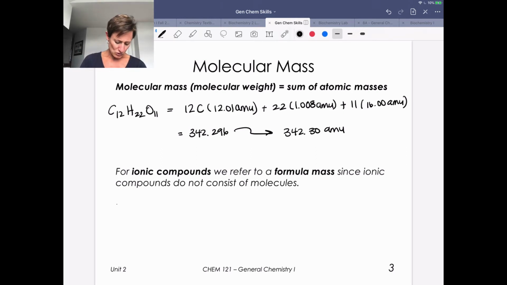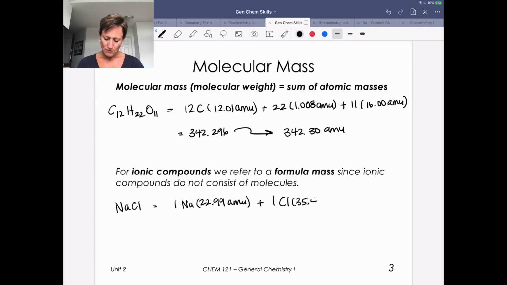So let's take our table salt. Table salt is NaCl. So I'm going to look on the periodic table for sodium. I've got 1 sodium, and that's at 22.99 atomic mass units. And then I've got 1 chlorine atom, and that's going to be 35.45 atomic mass units. Go ahead and add those up, and the formula weight or formula mass for table salt is 58.44 atomic mass units.